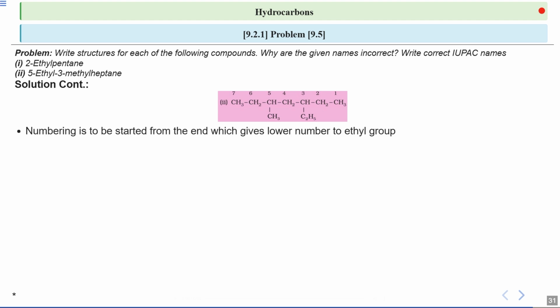Here we learn that the numbering of the carbon chain should start from the end that gives the ethyl group the lowest possible number. So this is an important rule in IUPAC naming to ensure consistency and accuracy in identifying the structure of the compound. Therefore, the correct IUPAC name for the compound is 3-ethyl-5-methylheptane. So this correction reflects the proper application of the naming rule, ensuring that the substituents are numbered in a way that gives the lowest possible number to the group attached to the main carbon chain.